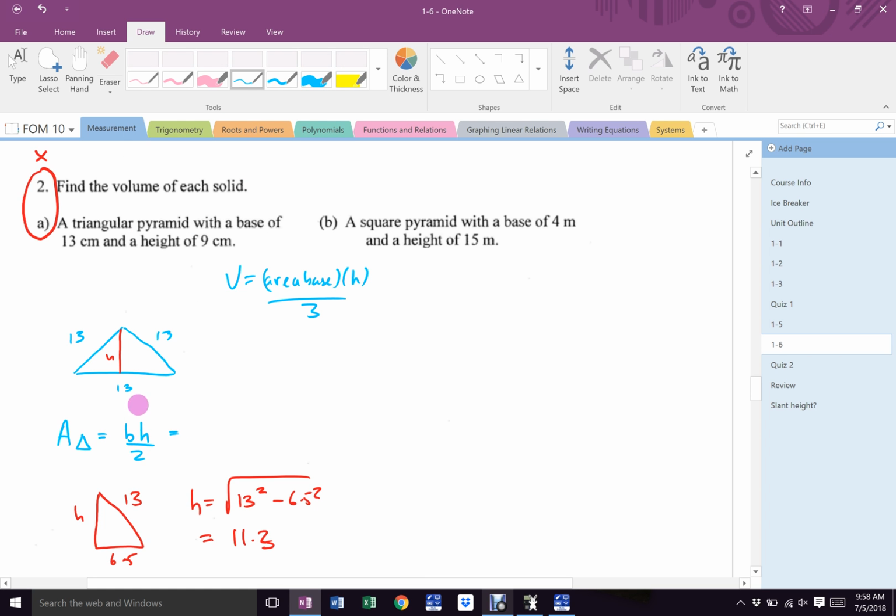What's the base of this triangle? 13. What is the height of this triangle? 11.3. And then I divide that by 2. 73.45. This is the area of a triangle, which means it is also the area of the base. 73.45. Now, Jimmy, what's the height of our pyramid? 9. So then a 9 goes there, and then I divide the whole thing by 3.